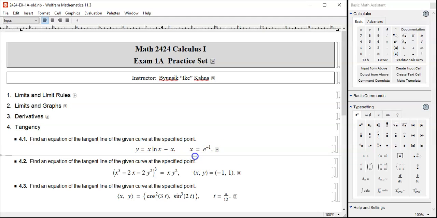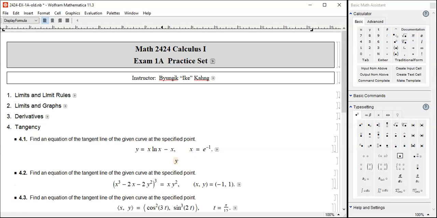Basically what we want is this kind of form, y equals m slope times (x minus x0) plus y0. And x0 is typically given, and y0 you simply plug into the function, and then you can find it out. And then the slope, and that's the most important part. That's the hard part. We have to take the derivative and plug in x equals x0.